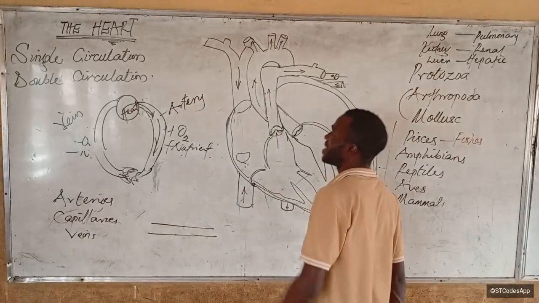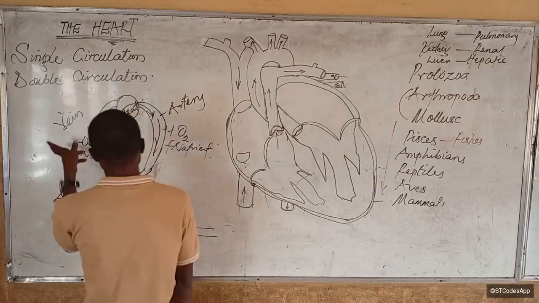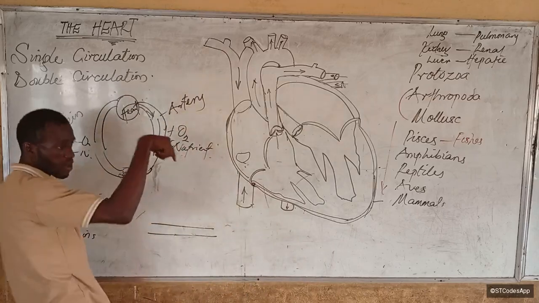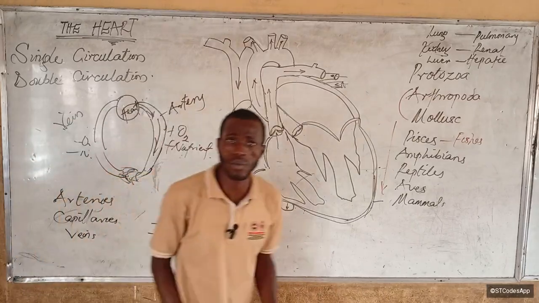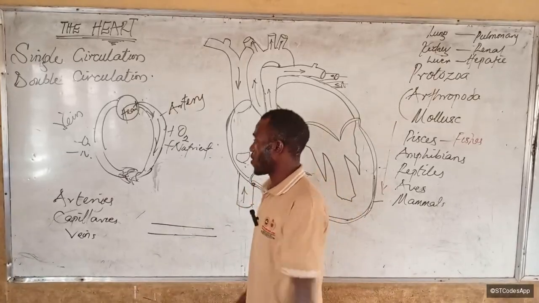All right, let's go now. So the vein takes blood back to the heart, artery from the heart, vein to the heart. And that's how to remember it.